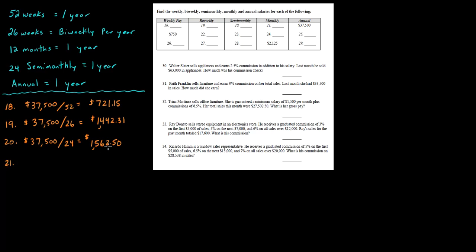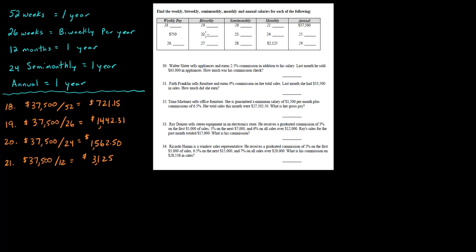Okay. And then monthly, 21. There's a few ways I could do this. I could either double this amount, or I could just divide the yearly amount by the number of months per year, and that would leave me with $3,125. So that's the way that we would find these amounts here.